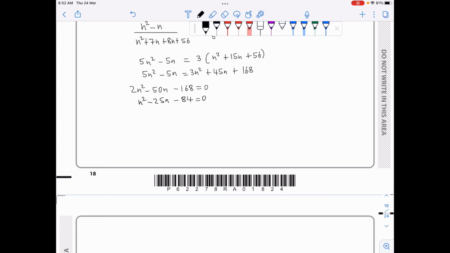Now 84 is 28 times 3, so I can actually factorize this into (n minus 28)(n plus 3), which means that n minus 28 is 0, or n plus 3 is 0. So n is 28, or n is minus 3. Obviously, we can't have a negative answer here, reject, not valid. So the number of red sweets n is 28.